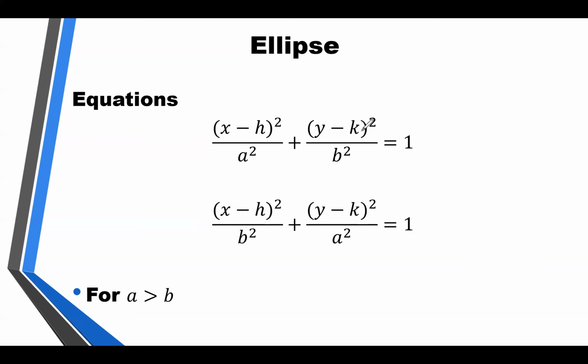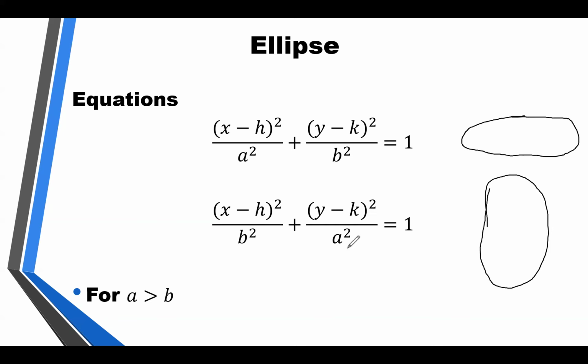Now, h, k, those are going to be where the center of the ellipse is. But again, the important difference between these two equations is whether it's stretched out in the x direction more, I didn't draw this very well, or stretched out in the y direction more. Whatever the bigger number is underneath, if the bigger number is underneath the x part, then we're stretched out in the x direction more. If the bigger number is underneath the y part, then we're stretched out in the y direction more.